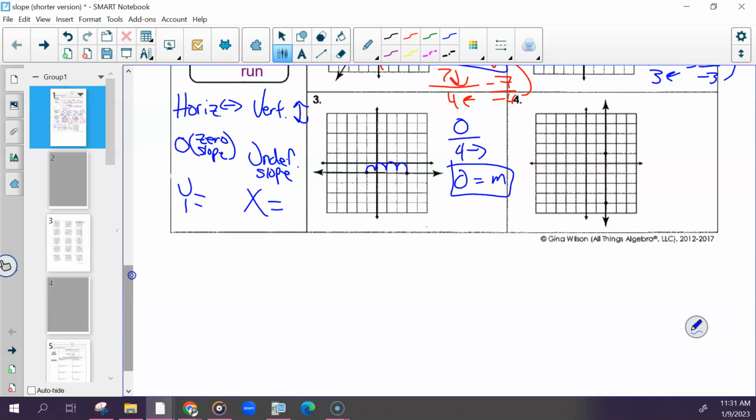This is a vertical line, so this should be an undefined slope, and you can write it out. Put UND, UNDEF, any of those. But you could also do the counting process as well. So here, we're going down 5, but we're not moving left or right. We can't divide by 0, so we'd end up with something that's undefined. Questions on either of those, 3 or 4?